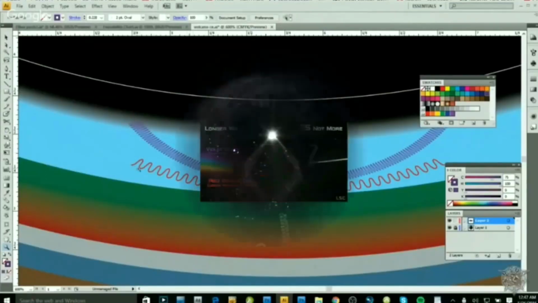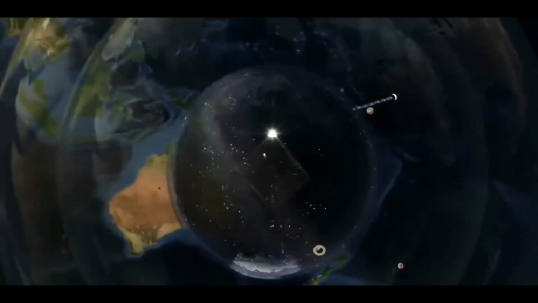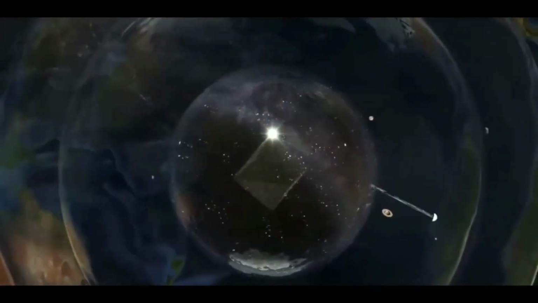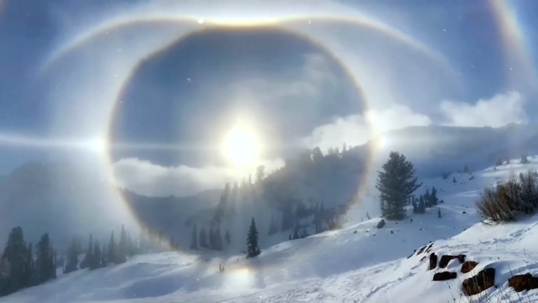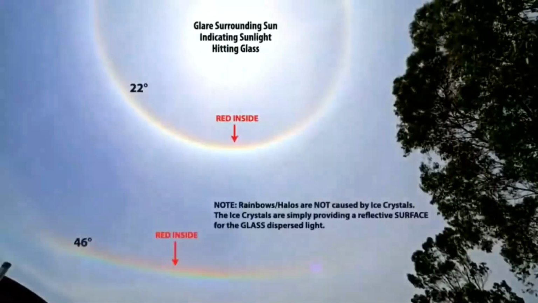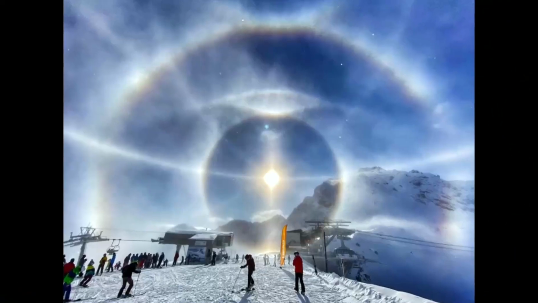wavelength. But there is most likely at least 3 concentric spheres of glass in the Earth, apart from the main celestial sphere. This is detected easily by viewing the 22nd degree halo and the 46 degree halo.